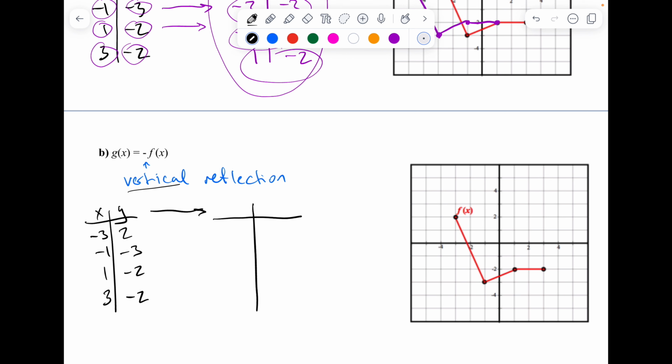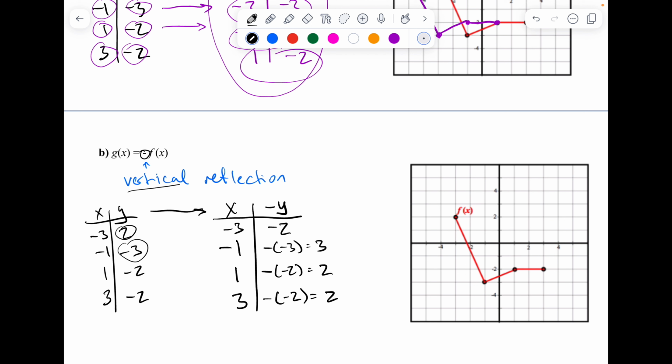Vertical means it's happening to the y values, and reflection means we're making them all negative. So the y values are going to now be negative y. Nothing horizontal is happening, so I'm just going to keep that x. So negative 3, negative 2 instead of 2. Negative 1, instead of this negative 3, now it's going to be positive 3. When x is 1, negative 2, which is positive 2. And when x is 3, negative 2, which is positive 2.